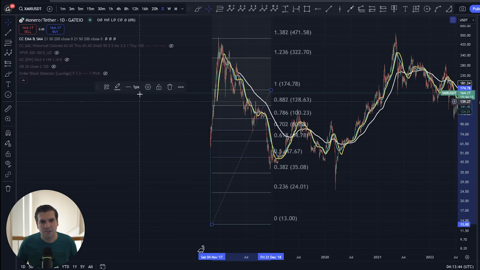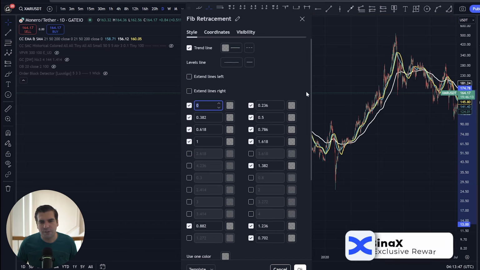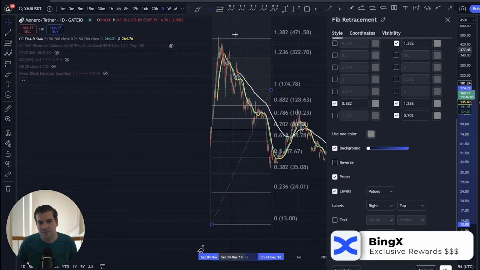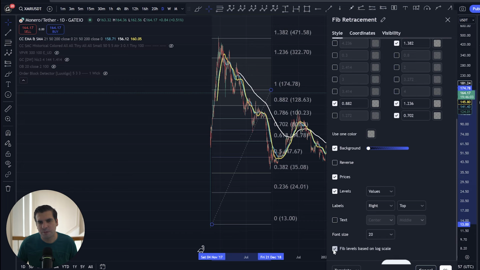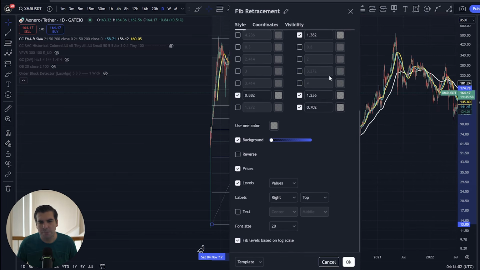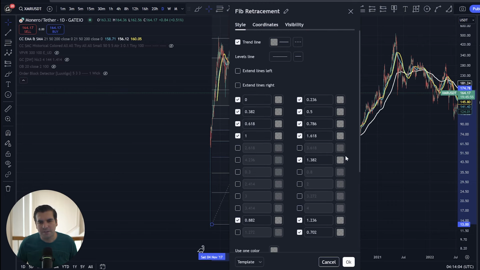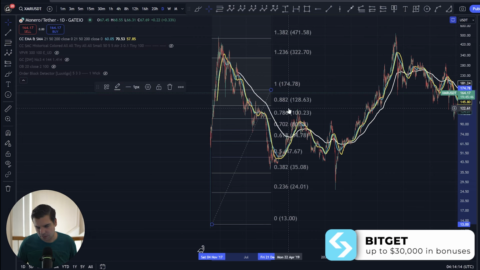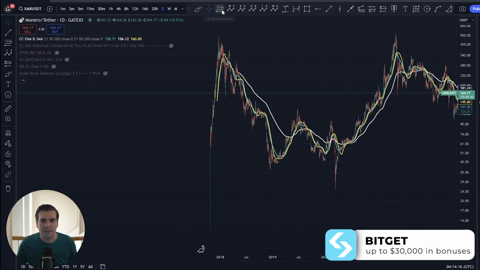I'm going to take the settings just over here, or we can double click into it. We can scroll all the way down on the style tab, and we can click the fib levels based on log scale. If you do not do this, as you can see the fibs here, if I turn this off, it will change those prices. So you don't get an accurate representation of what's potentially going to happen. Okay, so these are the fib levels I am using for the fib retracement and extension tool, so you can pause the video and copy this if you want. That's going to be the first thing that we're going to use: the Fibonacci retracement and extension tool, which is built into TradingView.